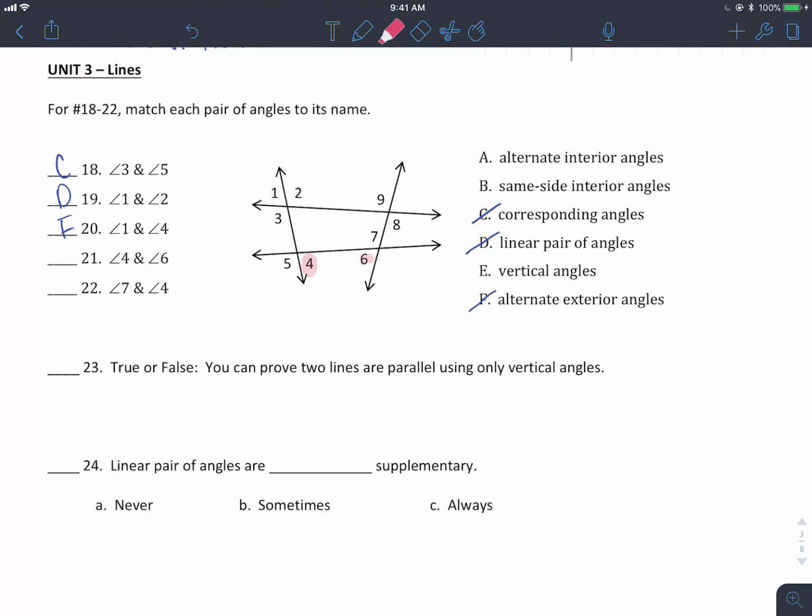4 and 6, we're going to use these three lines. They are on the same side of the transversal. They are on the interior, so that means they are same side interior angles.